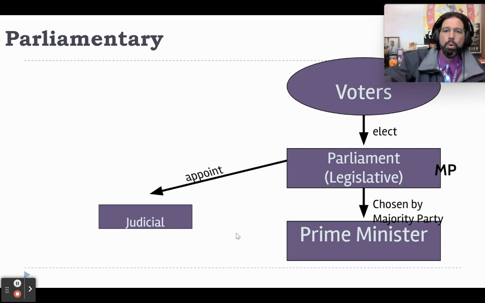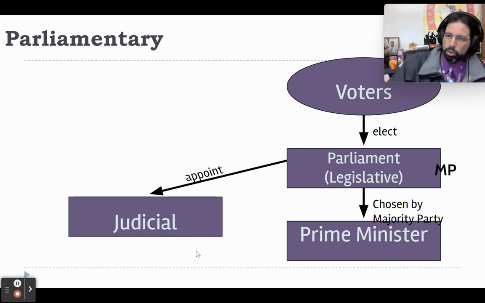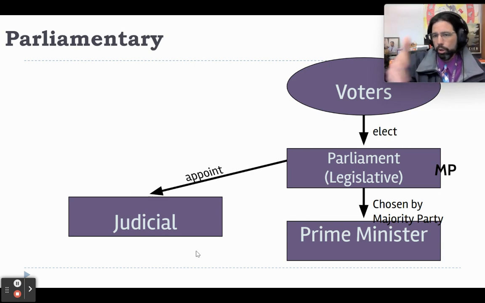Parliament also appoints the judicial branch traditionally. So then, of course, in any kind of parliamentary system, the parliament is the head. You want to make sure that you win your parliamentary elections.